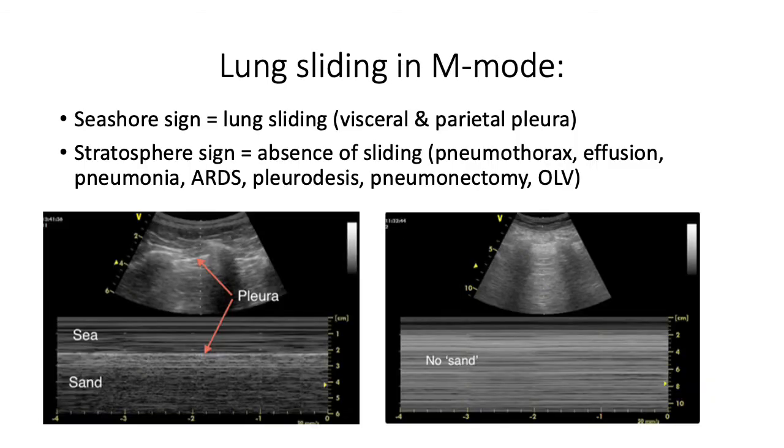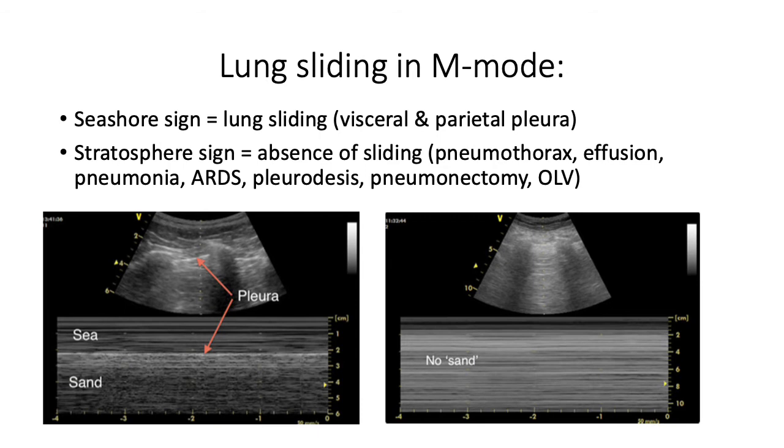Lung sliding can also be evaluated in M mode, which stands for motion mode, reflecting motion of a tissue. It is essentially a one-dimensional single beam that can be used to produce a picture with motion signals. In a normal lung with lung sliding, this is what M mode would look like, as shown on the left. It's commonly called the seashore sign.